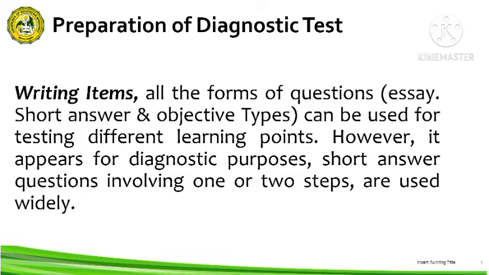Second is writing items. All the forms of questions, essay, short answer, and objective types, can be used for testing different learning points. However, it appears that for diagnostic purposes, short answer questions involving one or two steps are used widely. Whatever be the form of questions, they should in general be easy, suitable for average students of that age or grade. The questions have to be specifically related to the learning points and should be such as to throw light on the weakness of the students.